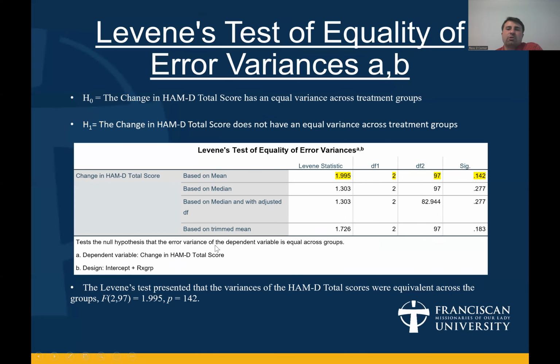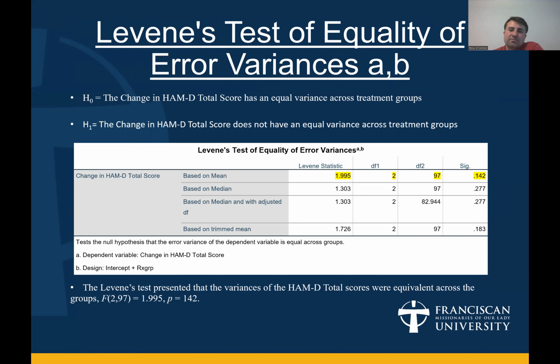Next, the Levene's test of equality of error variances was completed. The null hypothesis was that the change in HAM-D total score has an equal variance across treatment groups. And the alternative hypothesis stated the change in the HAM-D total score does not have an equal variance across the treatment groups.